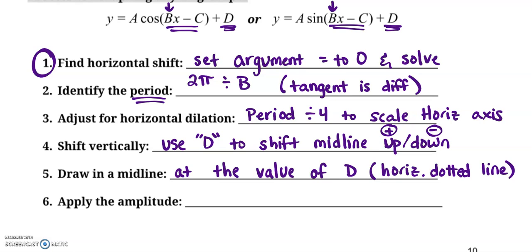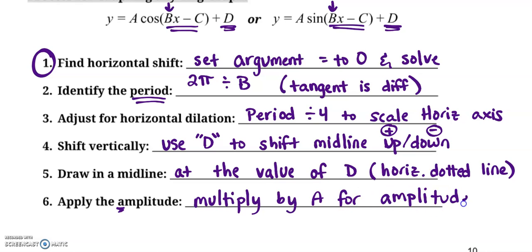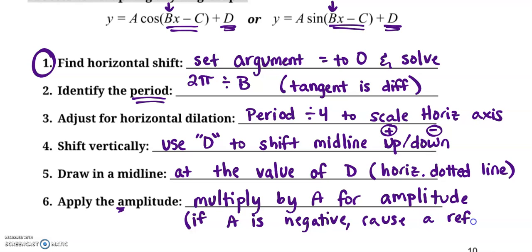So then the last thing you need to worry about is applying the amplitude, which is very nice because you just remember to multiply by A for the amplitude. And just as a side note, if A is negative, that's going to cause a reflection.